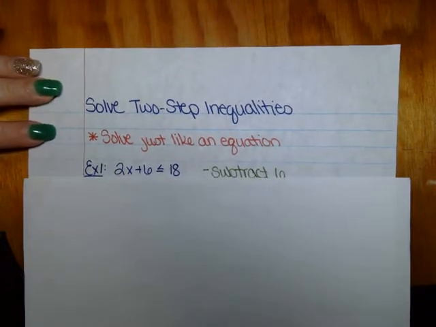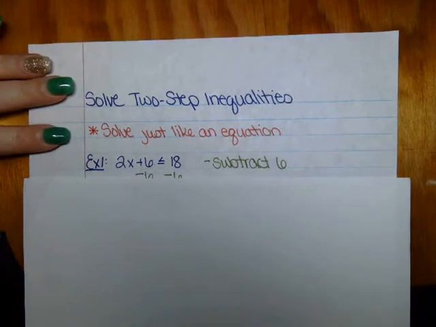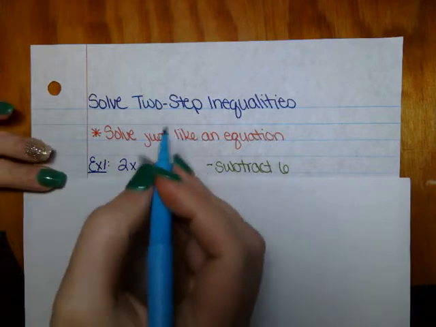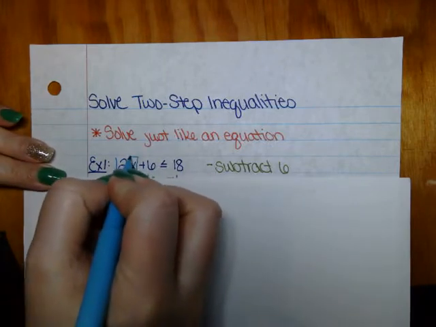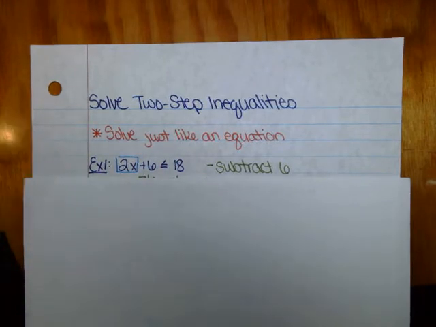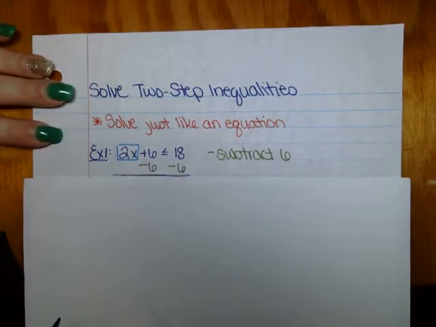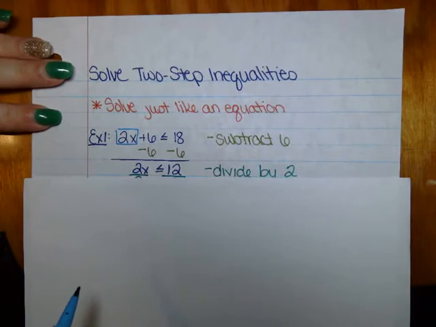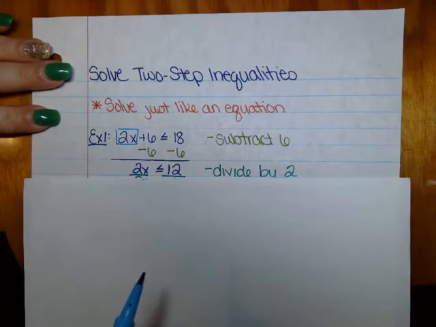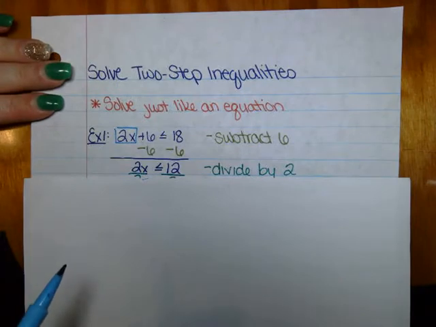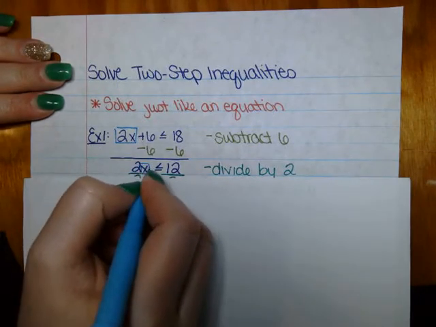So if we look at the first example, I have 2x plus 6 is less than or equal to 18. I want to isolate my 2x. Therefore, I have to get rid of the 6 first. So when I subtract 6 from both sides, I end up with 2x is less than or equal to 12. Now I need to isolate the x by itself.